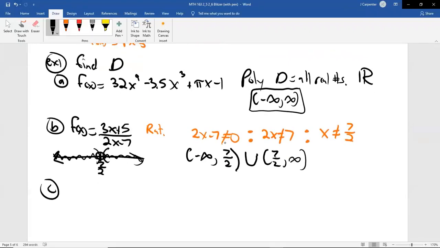C. F of x. Am I on time? About 15 minutes. Okay. F of x equals the square root of 3x plus 10.